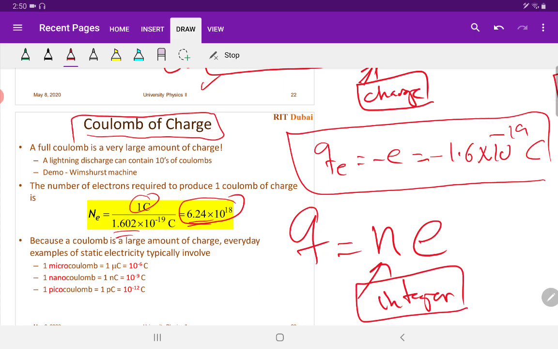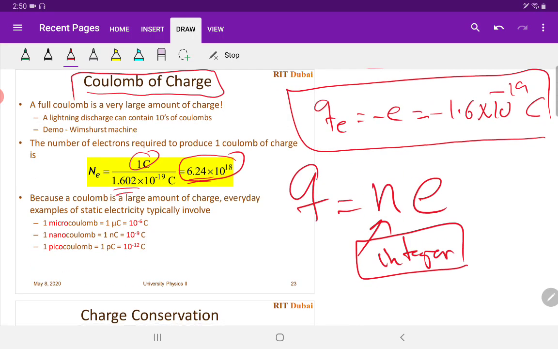N being an integer means that any charge will always be a multiple of the electron charge. And there is no way that I can split the electron, for example, and have half an electron or a fraction of the electron. No. It's always an integer number. And that's why we say that the charge is a quantized quantity. It's always a multiple of the electron charge.